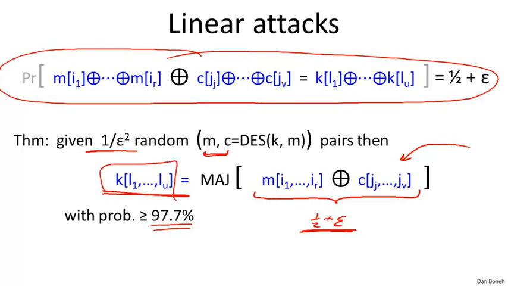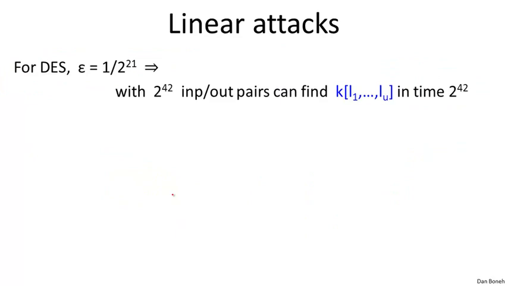Within 1/epsilon² time, you can figure out an XOR of a bunch of key bits. So now let's apply this to DES. For DES we have epsilon, which is 1/2^21, which means that if you give me 2^42 input-output pairs, I can figure out an XOR of the key bits.